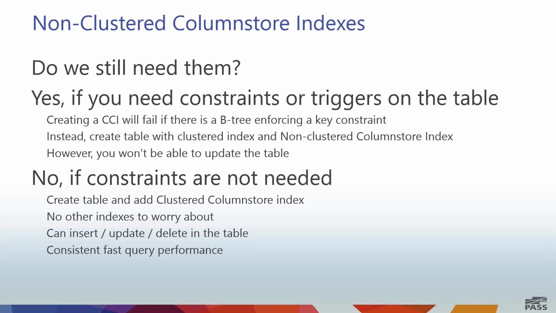For example, if you need a B-tree enforcing a key constraint, you could create a table with a clustered index and then add nonclustered columnstore indexes, which would be one way to get around that. So add nonclustered columnstore indexes to all the rest of the columns that you want to get this kind of performance on. However, you wouldn't be able to update the table if you do that.